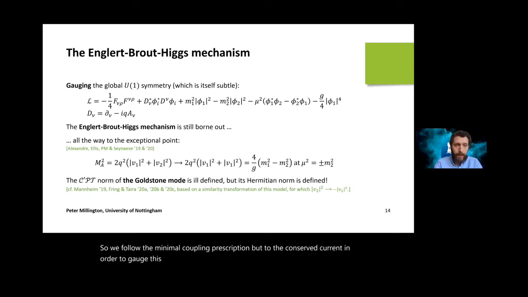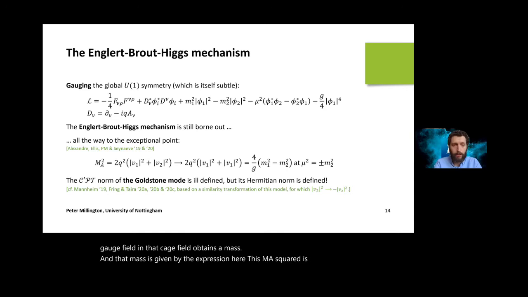And the bottom line is that the Englert-Brout-Higgs mechanism, just as the Goldstone theorem was, is still borne out. In fact, by working directly in the non-Hermitian frame, we find that the Englert-Brout-Higgs mechanism is borne out all the way to the exceptional point. So in the spontaneously broken phase, we obtain a longitudinal polarization for the gauge field, and that gauge field obtains a mass. Right? And that mass is given by the expression here. This m_A squared is the mass of the gauge boson. So it goes like Q, its gauge coupling to the complex scalar, and then it goes like the sum of the squares of these two VEVs.